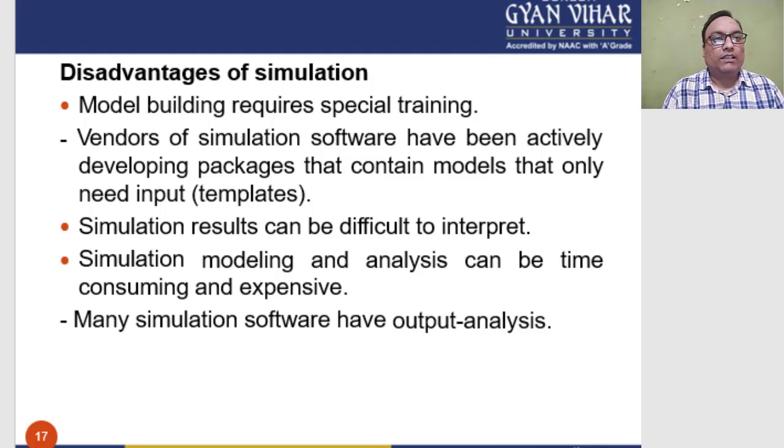The next disadvantage of simulation is that simulation results can be difficult to interpret. Simulation modeling and analysis can be a time consuming and expensive process, and many simulation software packages have output analysis. Because of this, simulation provides a hypothetical analysis.